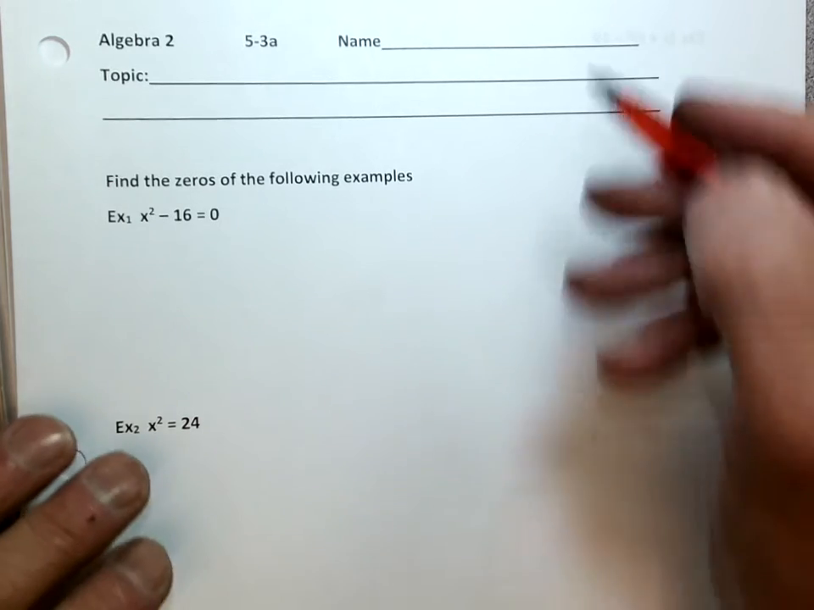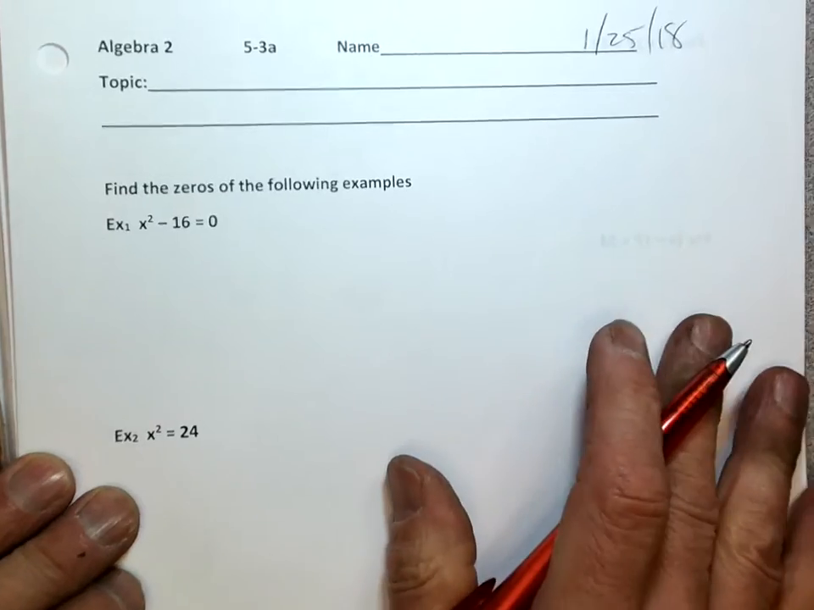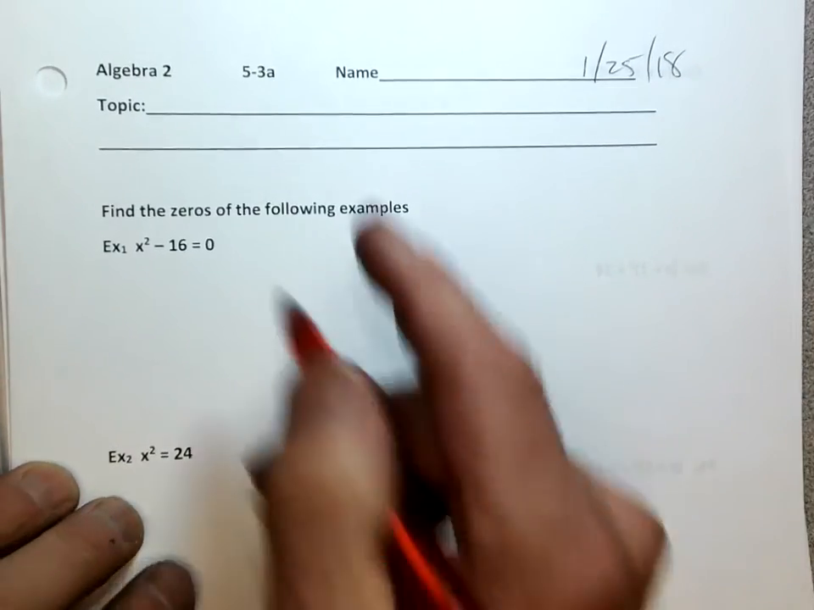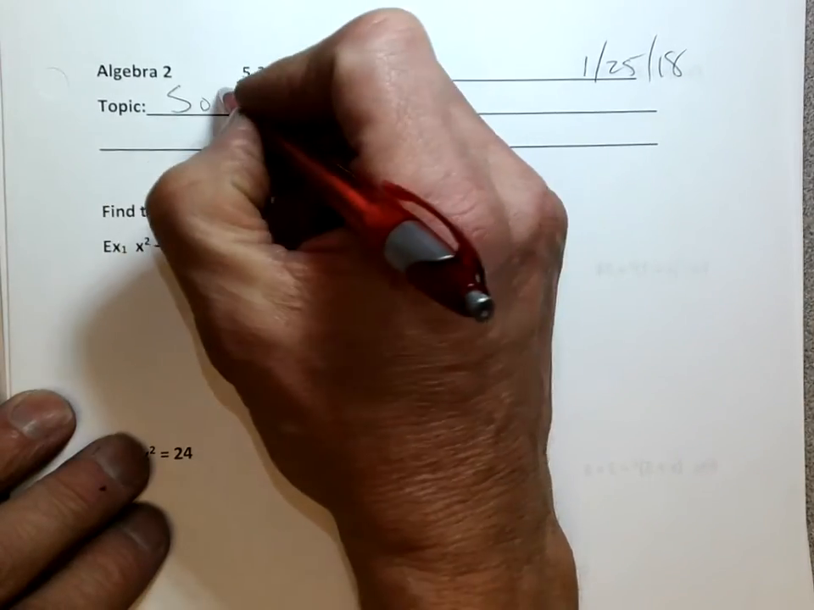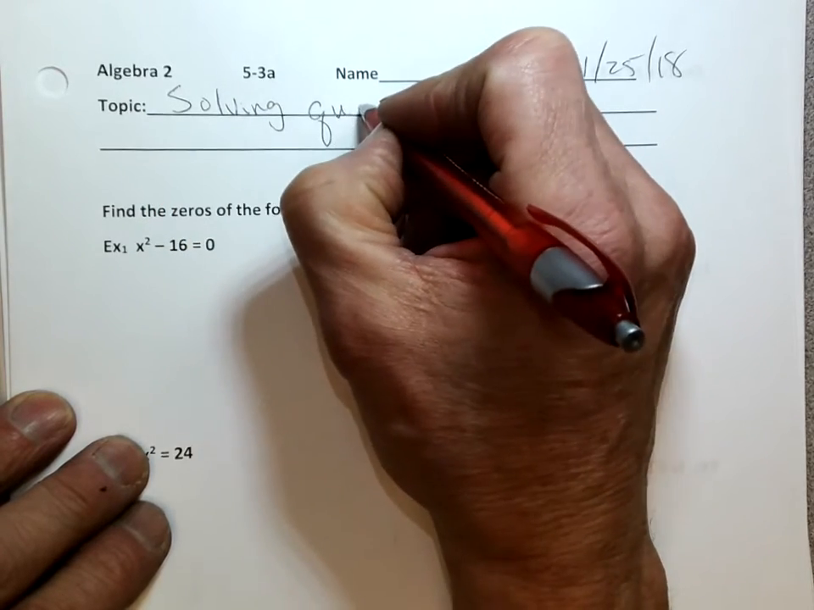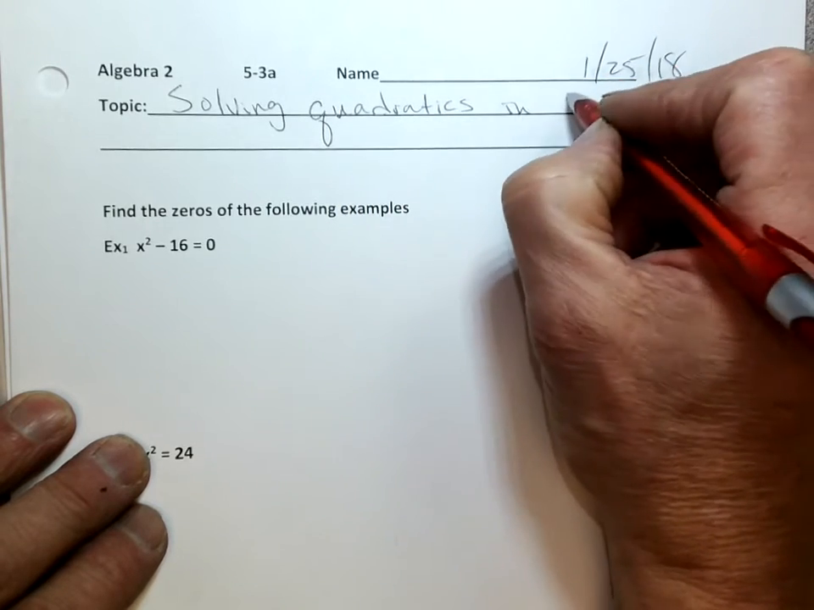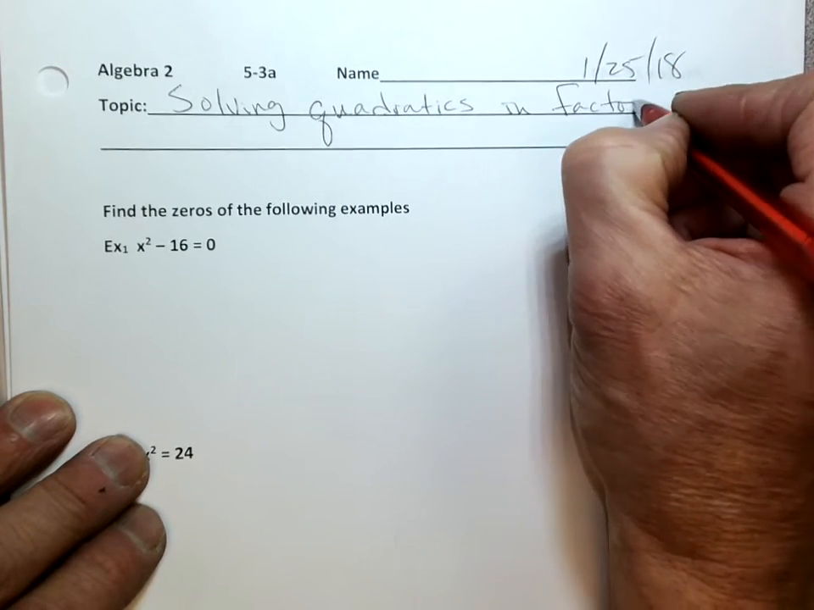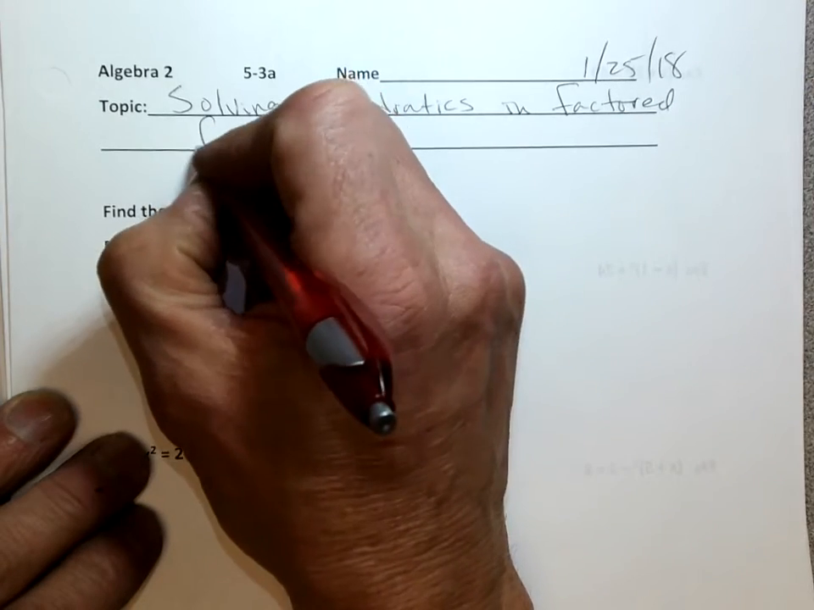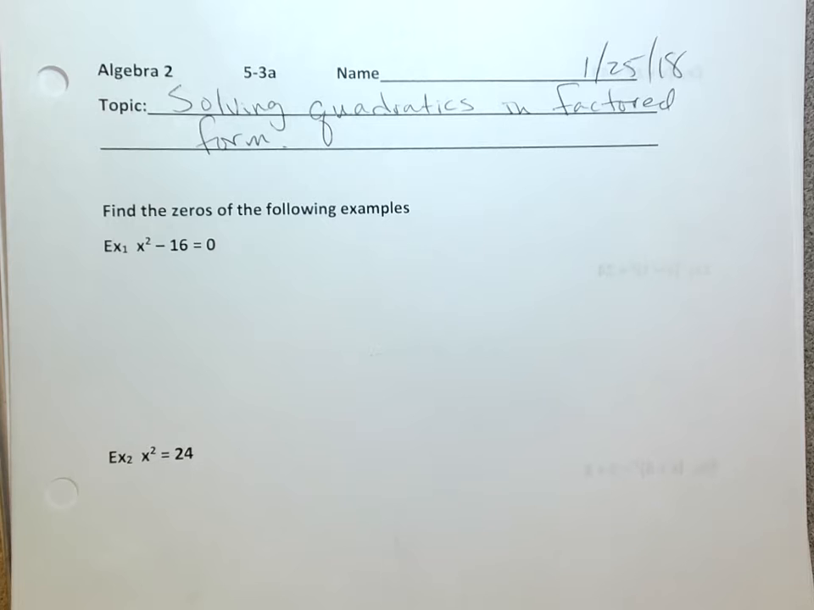Okay, so today's date is 1/25/18. Our topic today is going to be solving quadratics in factored form. Okay? And you'll see that's coming up. Factored form's coming up, okay?